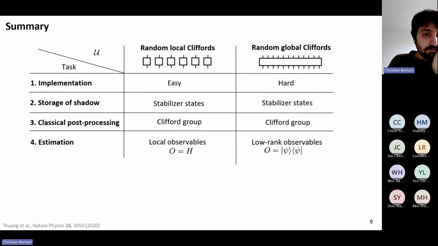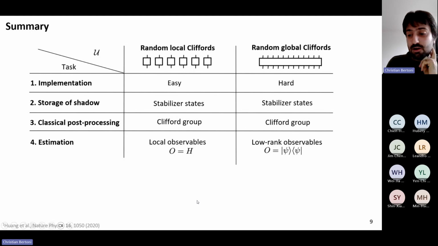So a small summary here is that there are these two ensembles, random local Cliffords and random global Cliffords. One of them is easy to implement, the other one is pretty hard. And the computational efficiency issues are dealt with by the structure of the Clifford group, which allows for closed forms and efficient classical post-processing. And finally, the estimation. Random local Cliffords are very good at estimating local observables. And here I just picked a local Hamiltonian as an example. Say we want to estimate some energy. And random global Cliffords are good at estimating low-rank observables, so fidelities primarily.